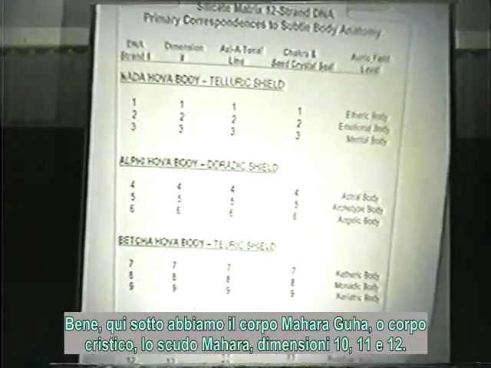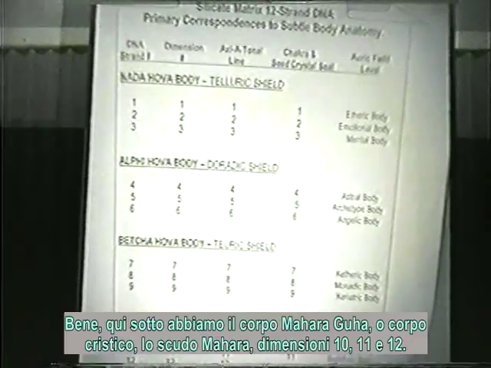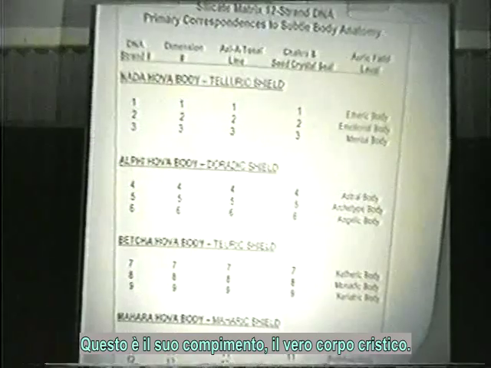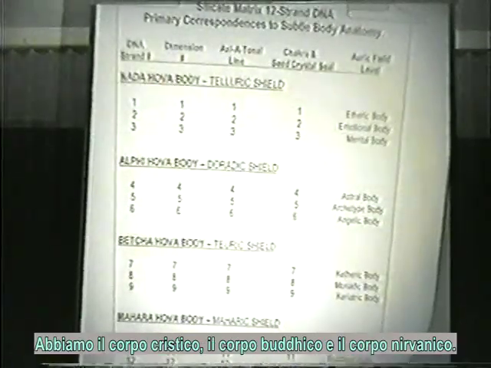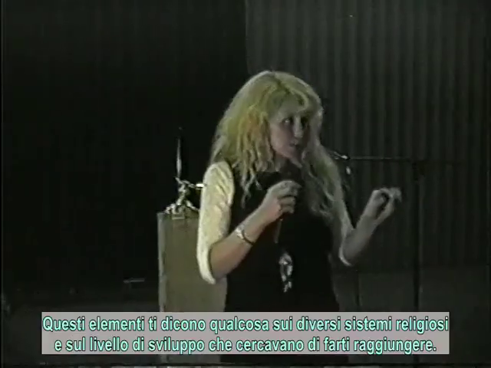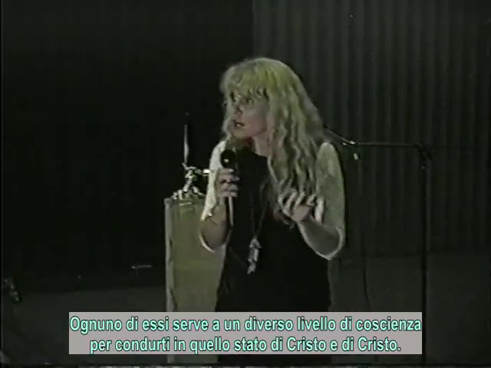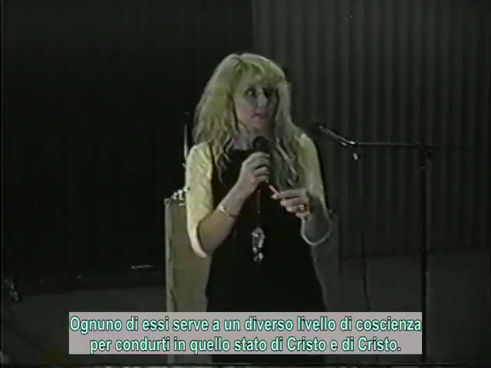Okay, down here we have the Mahara Huba body, or the Christhood body. The Maharic shield, dimensions 10, 11, and 12. That's the fulfillment of it, the true Christhood pattern. We have the Christic body, the Buddhaic body, and the Nirvanic body. These tell you something about the different religious systems and what level they were trying to get you to develop. They all fit together. They all serve a different level of consciousness to get you into that Christ and Christos state.